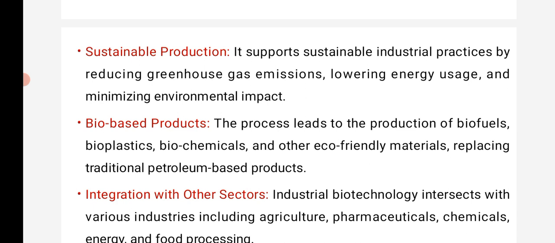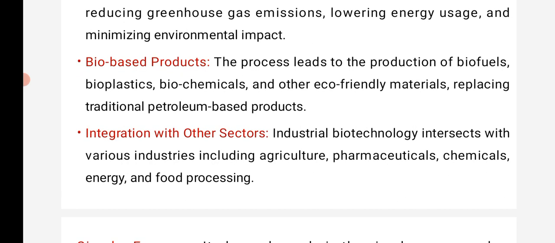So next one, bio-based products. These are biofuels, bioplastics, biochemicals, and other eco-friendly materials, replacing traditional petroleum-based products. The next one is integration with other sectors.